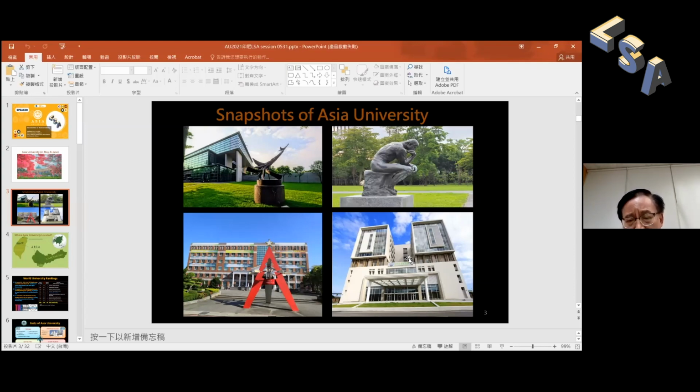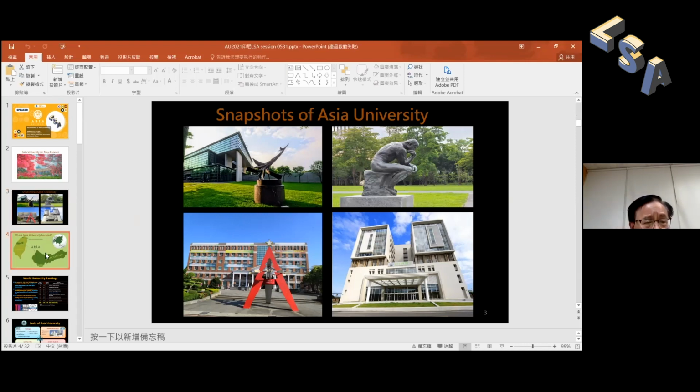So if we combine the two universities together, we have about 17 hospitals that can accommodate more than 7,000 beds at the moment. And the good thing is, if you are a student at Asia University, you are allowed to take all the courses in the other university, in China Medical. So we have become more or less like a university system.